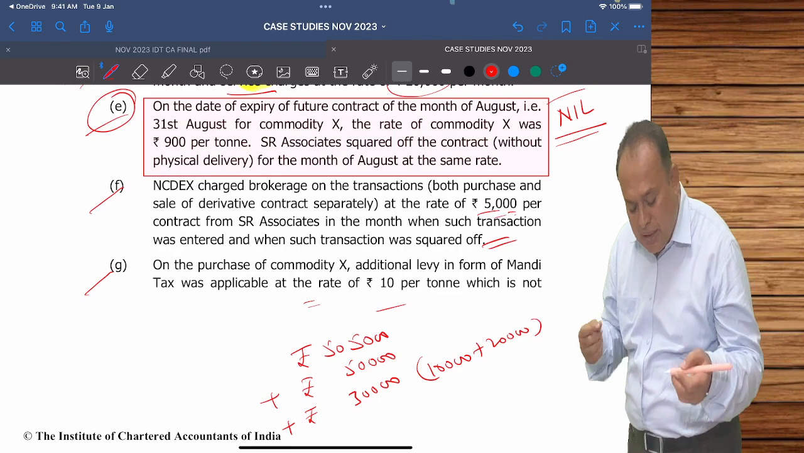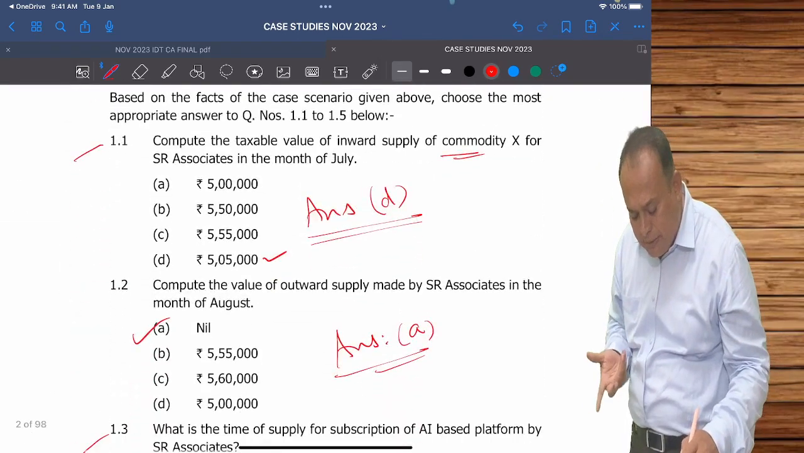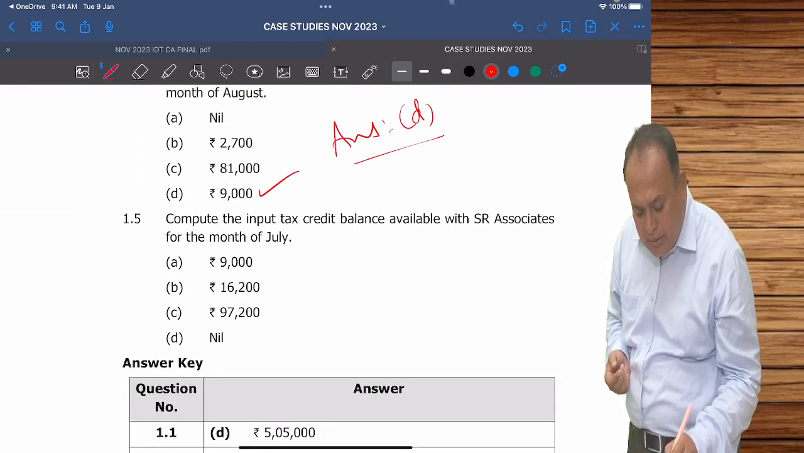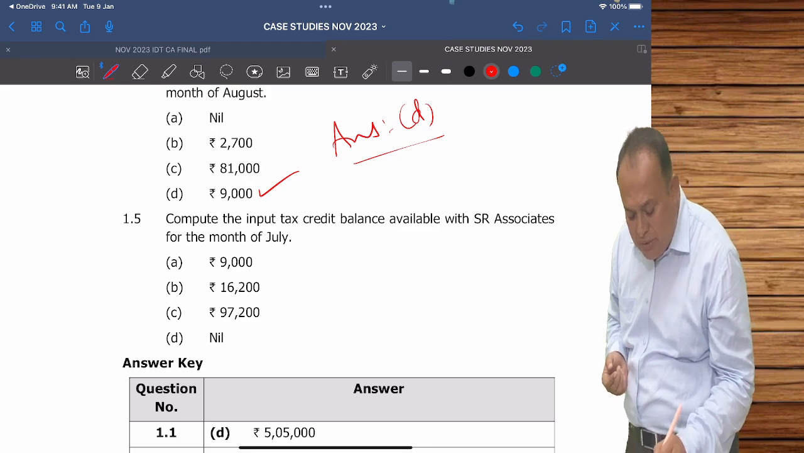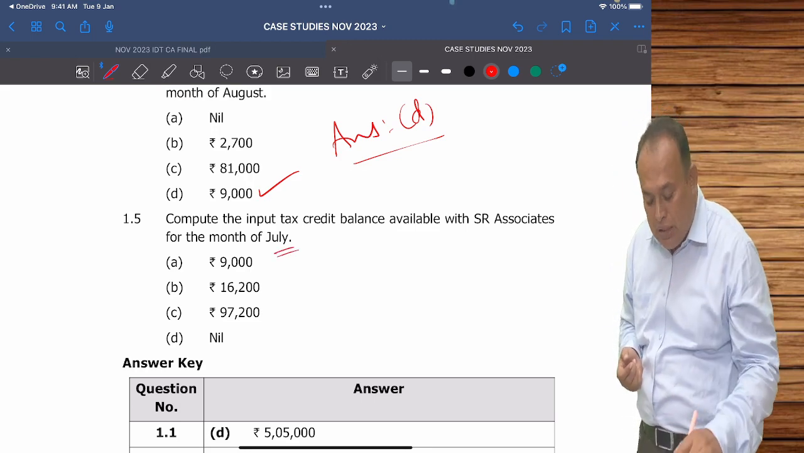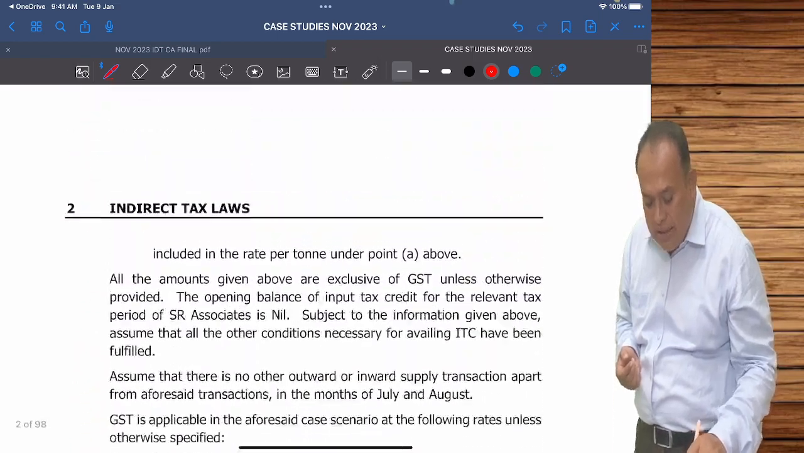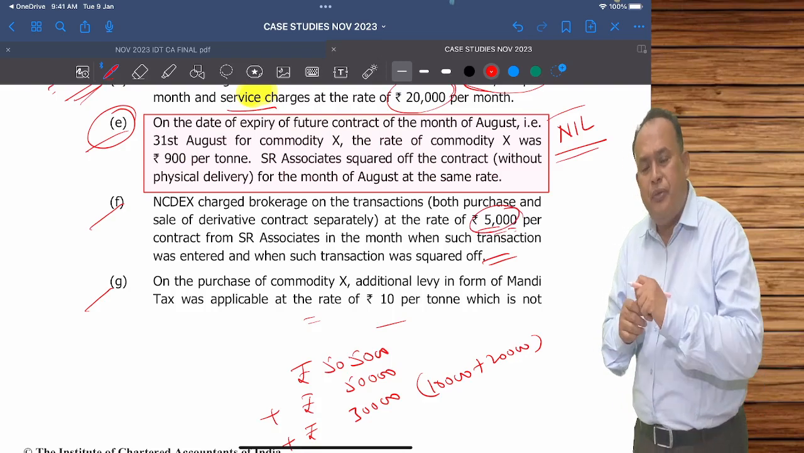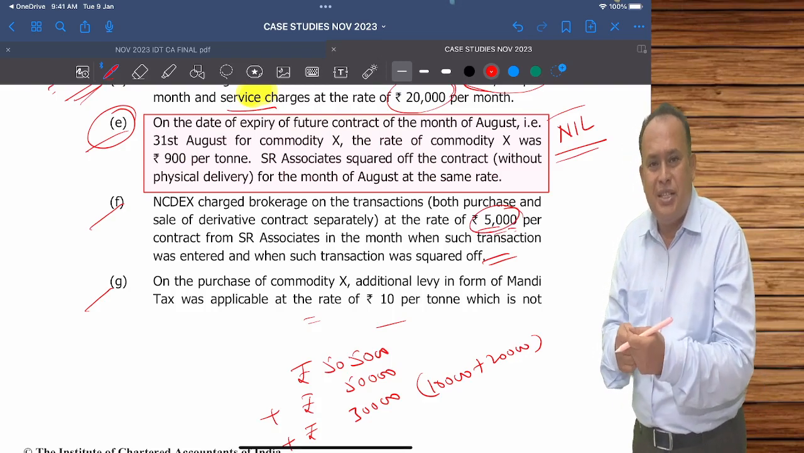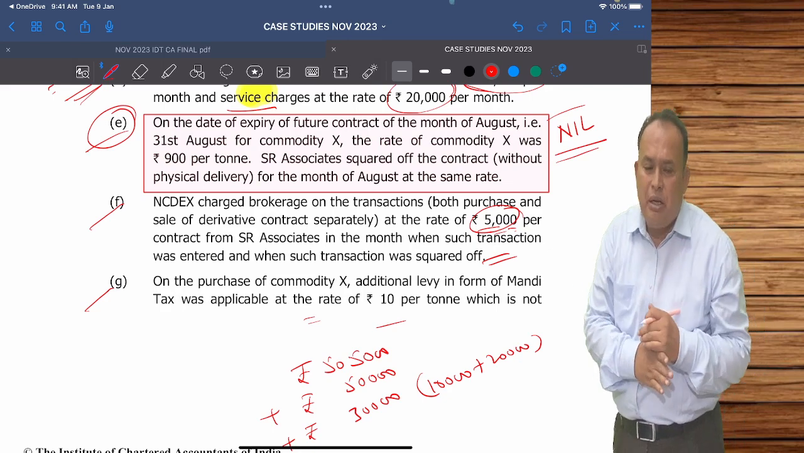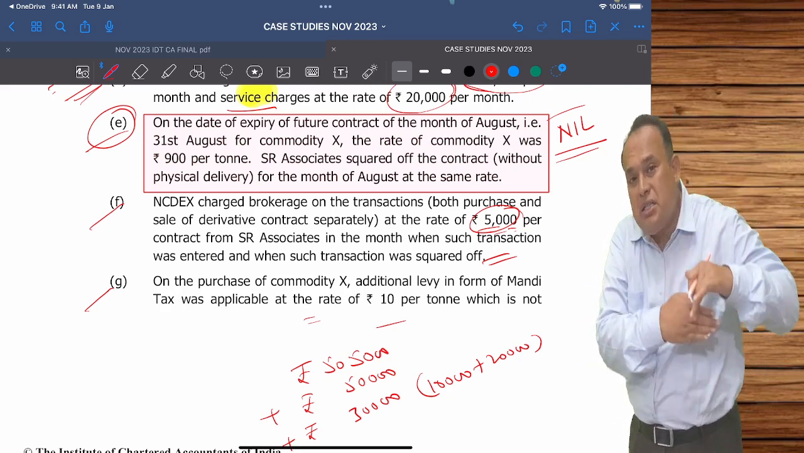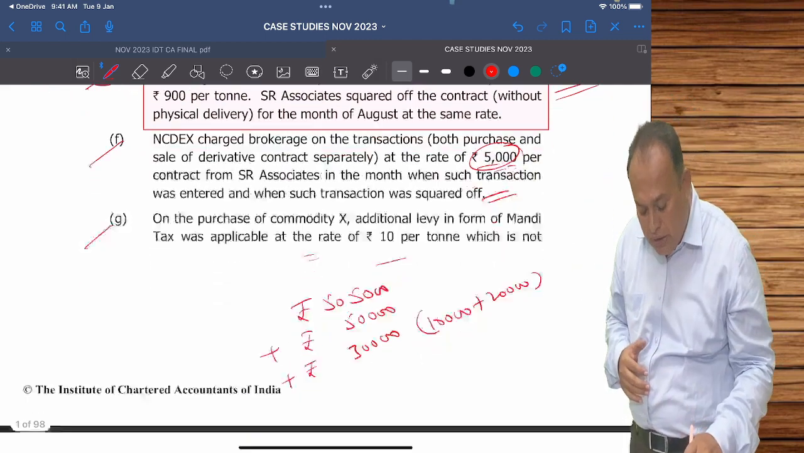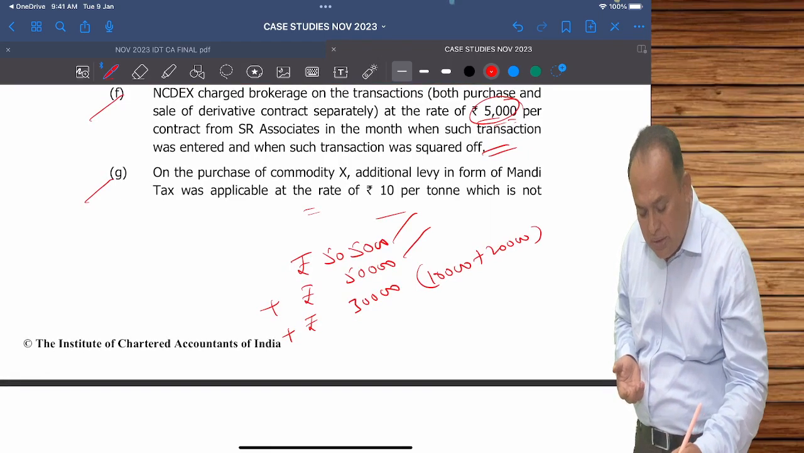In which month are they asking? They are asking for the input tax credit available with SRA for the month of July. In the given case, rupees 5,000 in the month of July they paid as brokerage charges for purchase of the commodity and sale of the commodity. Also in the month of August they paid 5,000. We want to know the input tax credit for the month of July. Therefore, July month transactions, this one and this one.